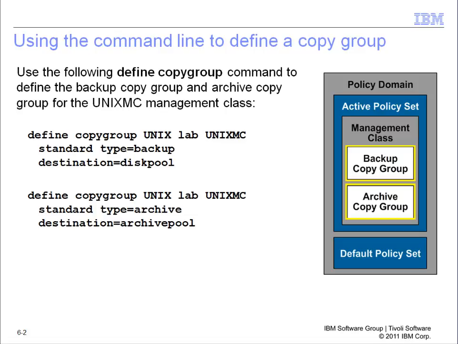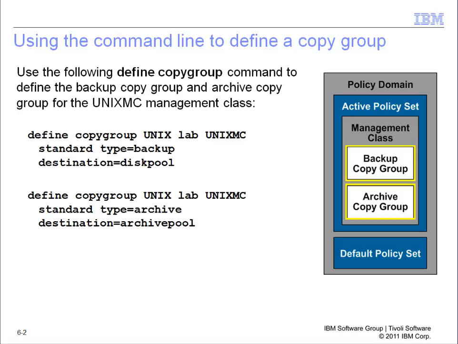Using the command line to define a copy group is shown here. You're going to define copy group, name of your domain name, set name, management class name. These are all required parameters. Standard is the name of your copy group. Type equals backup or archive, and destination is the destination pool. Now remember, for our standard policy that's predefined, our destination pool is backup pool for backups, archive pool for archives.